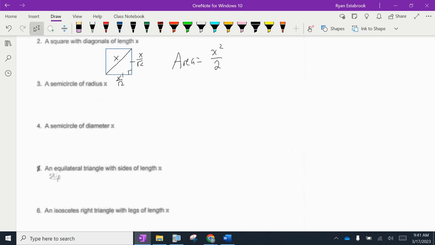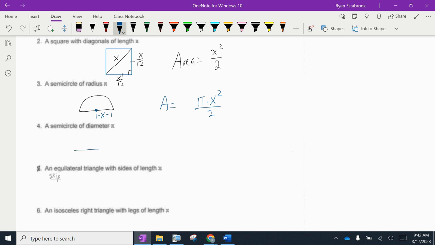Number 3, how would you find the area of a semicircle? Ooh, didn't like that one. How would you find the area of a semicircle if it has a radius of x? A semicircle is half of a circle. If it was a full circle, wouldn't it be pi times x squared? But it's a semicircle, so what do we have to do with that? Divide by 2. So lots of little variations on formulas we have to get into.